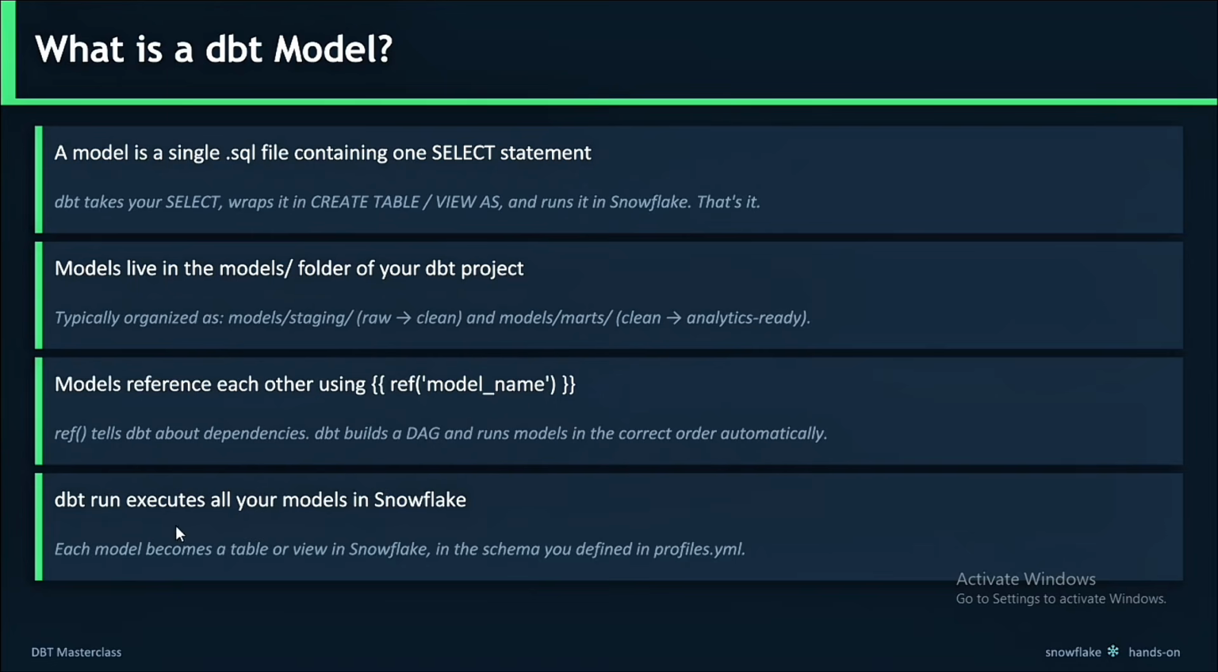And last, dbt run executes all your models in Snowflake, in the correct order determined by the DAG. Each model appears as a table or view in the schema. You can configure that in your profiles.yml. We'll see that in the next section.